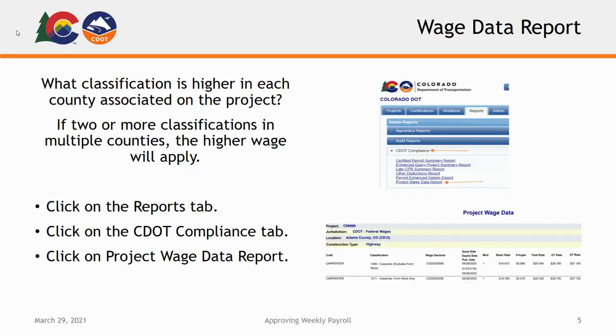You can access a report that lists all the wage decisions on the project. This is especially helpful if you have a project located in two or more counties to quickly identify the classifications paying at a higher wage for each county associated on the project. If there are two or more wage classifications, it is very likely that one classification is higher in one county. Which one do you follow? The higher one, which will depend on the classification.